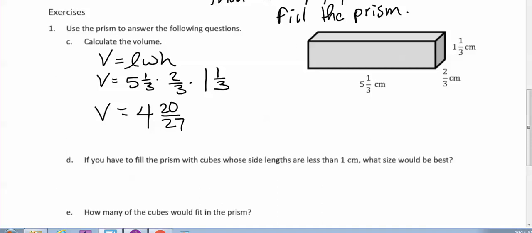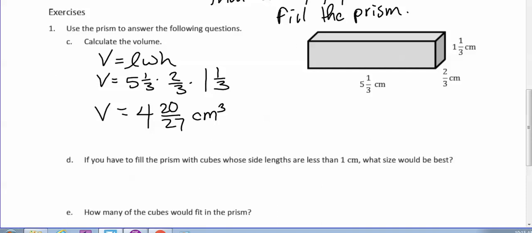And then what units would we use here, everyone? Well, everyone was Kyla. Centimeters cubed. Very good. All right, so again, cubic units. In this case, centimeters. So cubic centimeters or centimeters cubed. All right, so if we had to fill this prism with cubes whose side lengths are less than 1 centimeter, what size would be best?